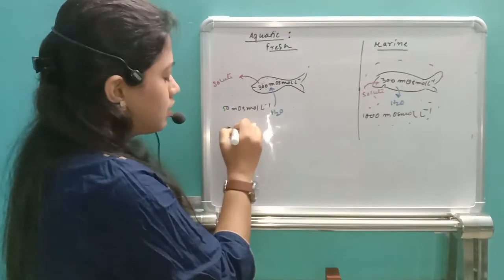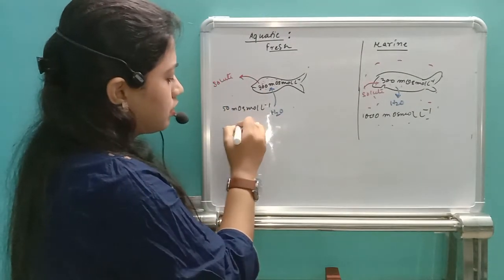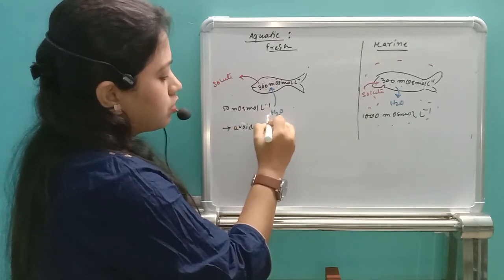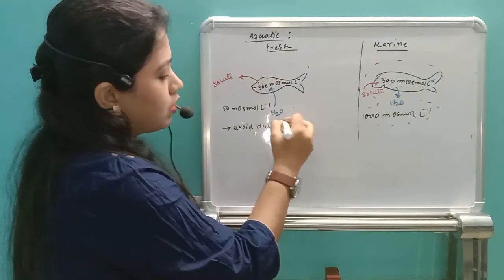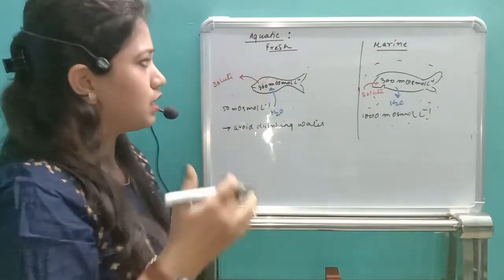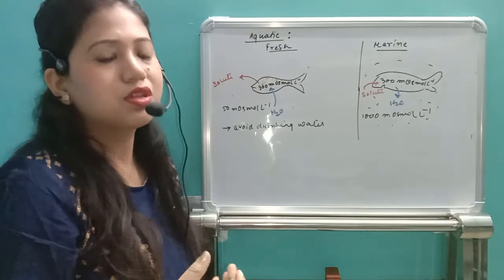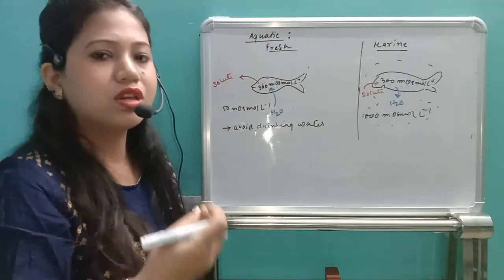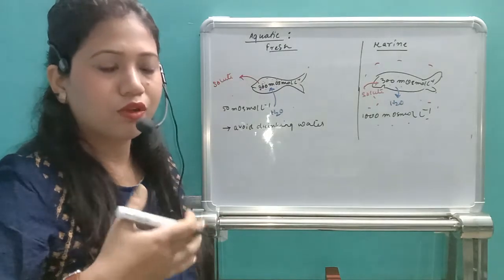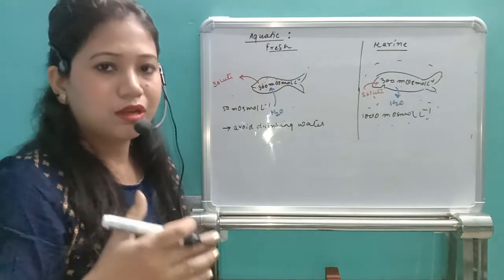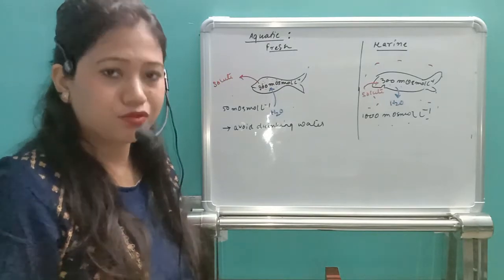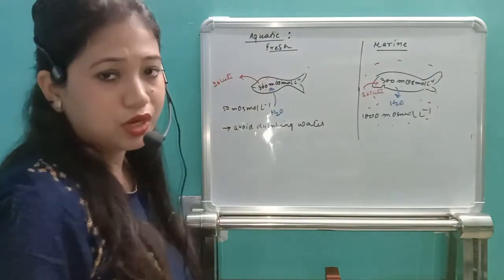So they avoid drinking water. That means they don't drink water. Okay, it sounds weird, but yes, in the freshwater condition, the fishes avoid drinking water because already inside their body more water is there. So to avoid more water entering, they have to remove the excess water to outside the body. So that's why they don't drink water.